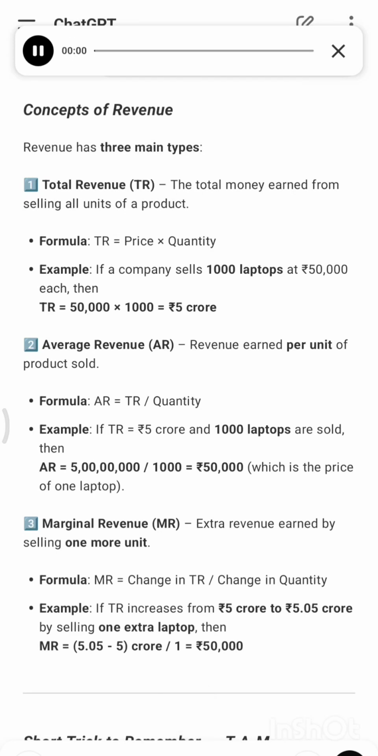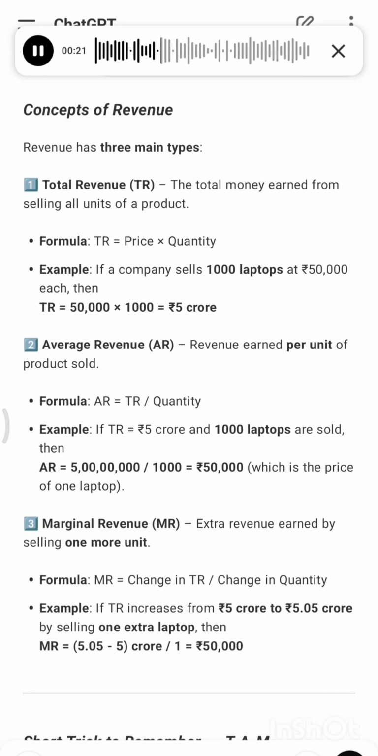Concepts of revenue. Revenue has 3 main types. 1. Total revenue, TR: the total money earned from selling all units of a product. Formula: TR equals price times quantity. Example, if a company sells 1,000 laptops at 50,000 each, then TR equals 50,000 times 1,000 equals 5 crore.